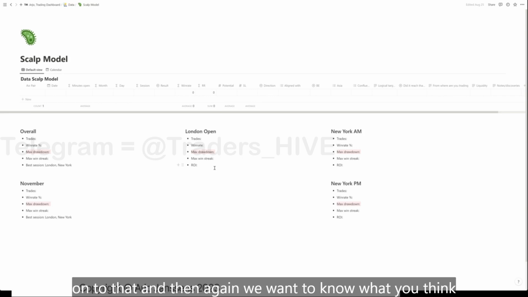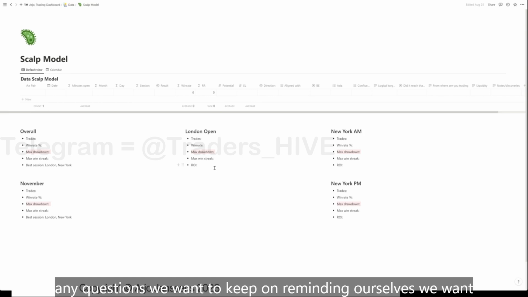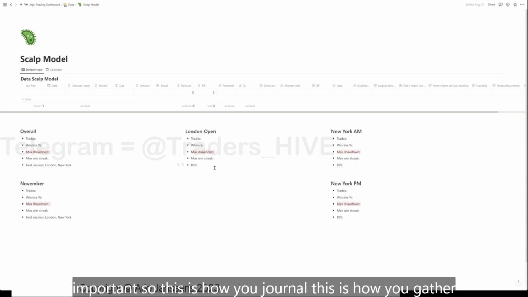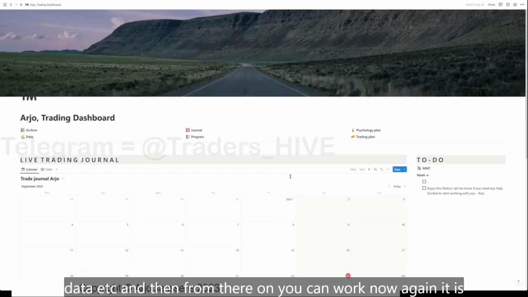And then again, we want to keep on reminding ourselves: we want to ideally remove rules, not add rules. That is also very important. So this is how you journal, this is how you gather data, etc. And from there on, you can work.